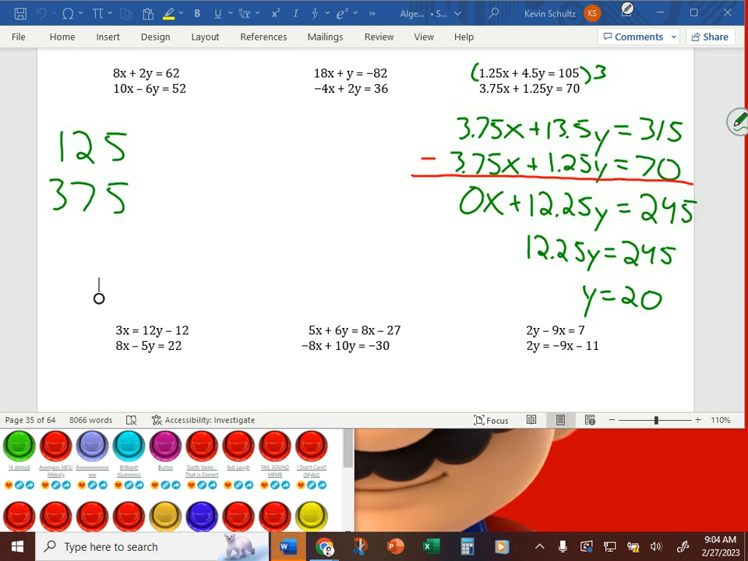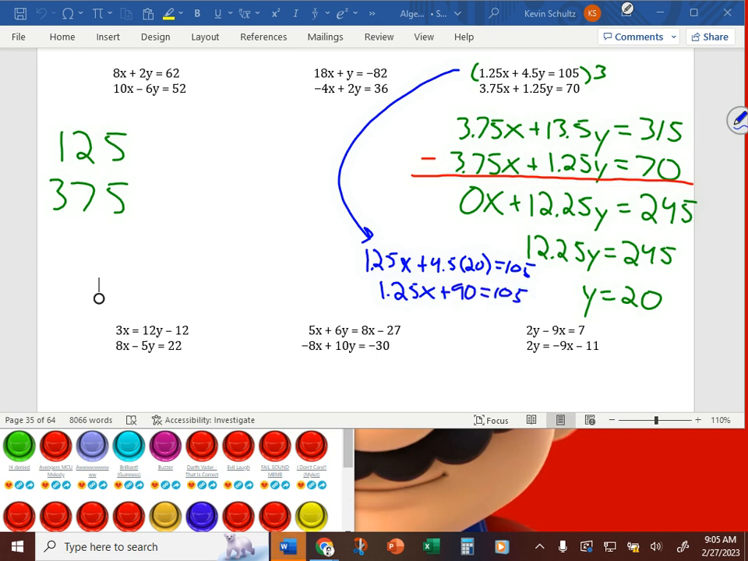Now that we know what y is, we can go back and solve for x. It does not matter which equation you plug it into, but we'll go with the top one. So we have 1.25x plus 4.5 times 20 equals 105, which gives us 1.25x, 4.5 times 20 is 90, equals 105.